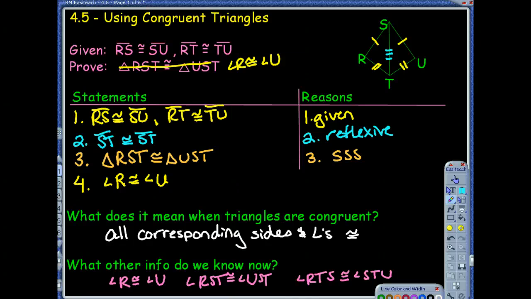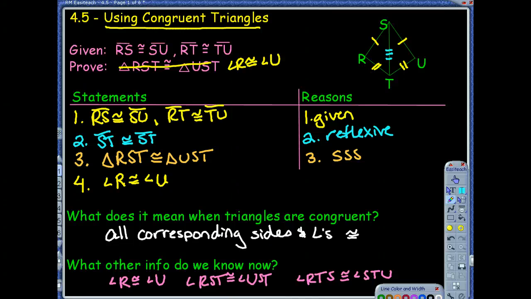We're still going to be given enough information to prove two triangles congruent. But we're not going to stop there. We're going to then use that, hence the name, using congruent triangles. So we're going to use that information to tell us more about that picture. Technically, we're still going to end up proving congruent triangles like we've been doing for the last several days. There's just going to be another step or two afterwards.